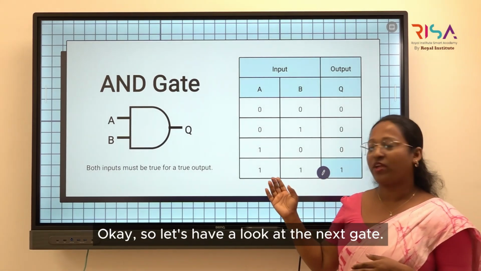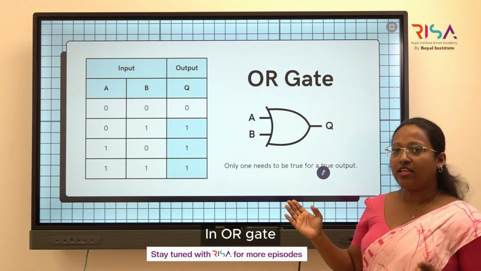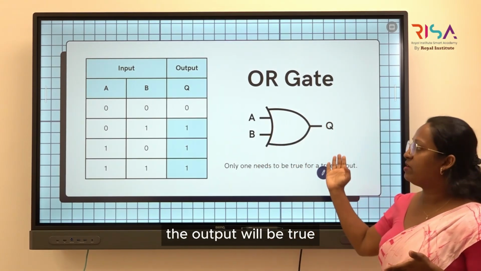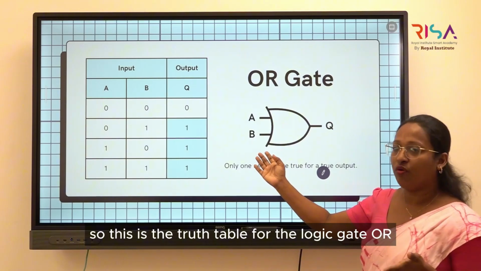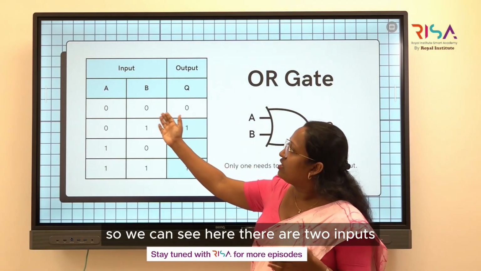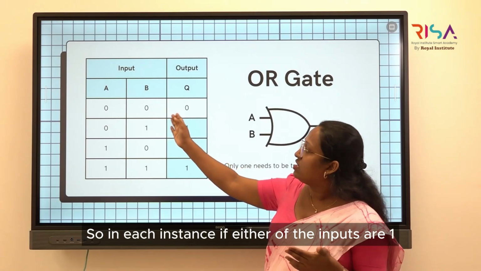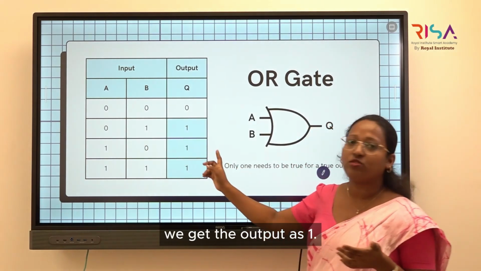Okay, so let's have a look at the next gate, that is the OR gate. In the OR gate, it's like addition. If either of the inputs is true, the output will be true. So this is the truth table for the logic gate OR. We can see here there are 2 inputs, so there are 4 instances. In each instance, if either of the inputs is 1, we get the output as 1.